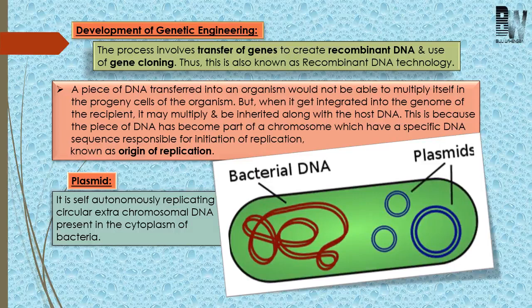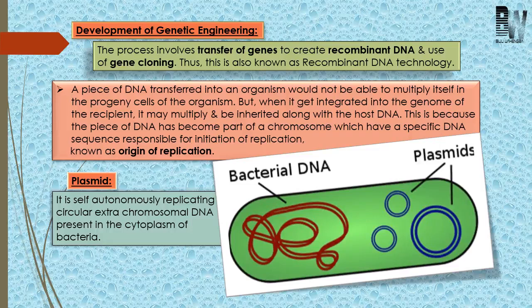Origin of replication is a particular sequence of DNA that is responsible for initiating replication. That means if a DNA is to divide, then that DNA should have its own origin of replication. On the other side, the piece of DNA which is introduced into the host does not have its own origin of replication. That's why that piece of DNA will not be able to divide.